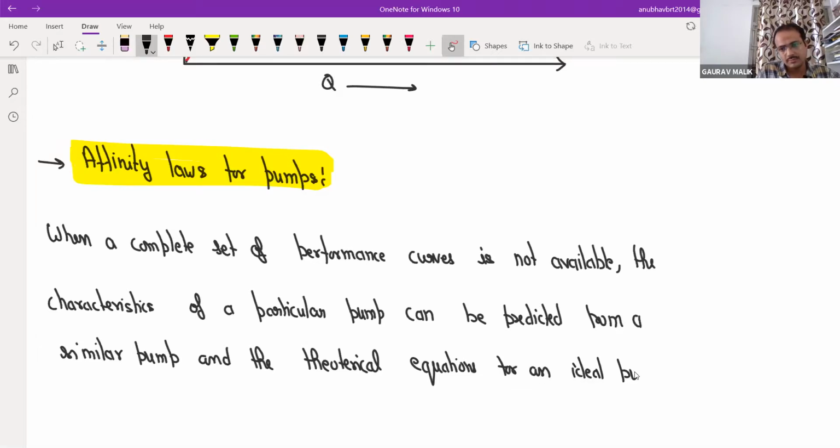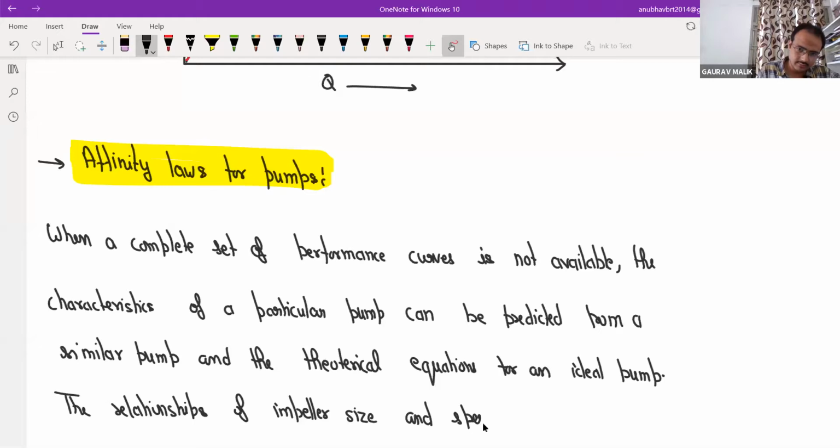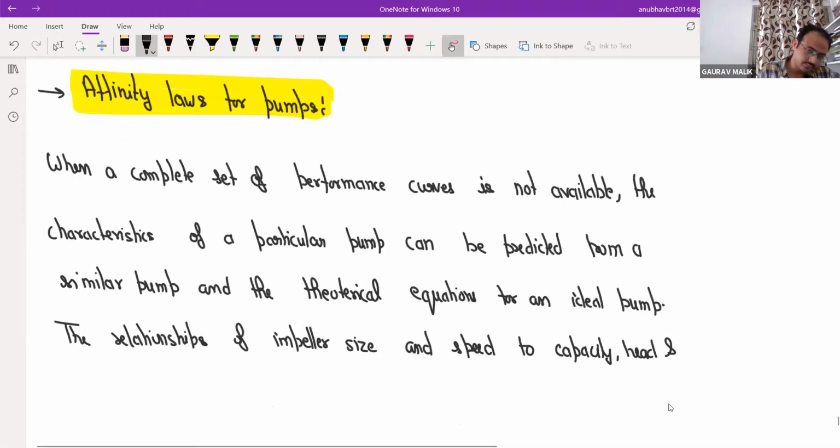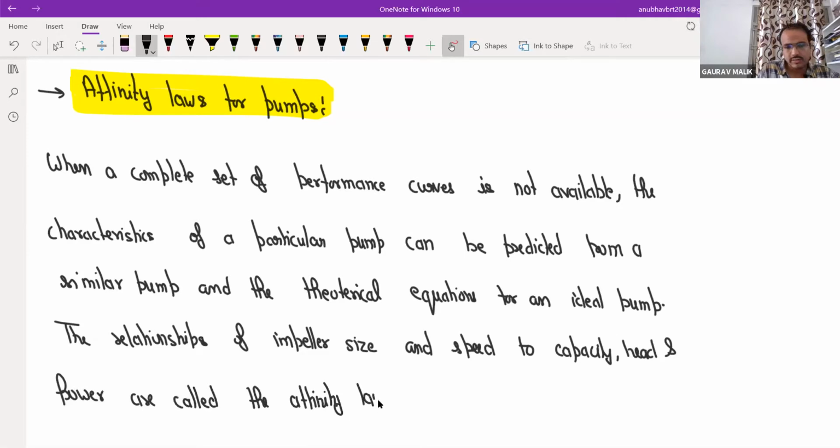For an ideal pump, the relationship of impeller size and speed to capacity, head and power are called the affinity laws.